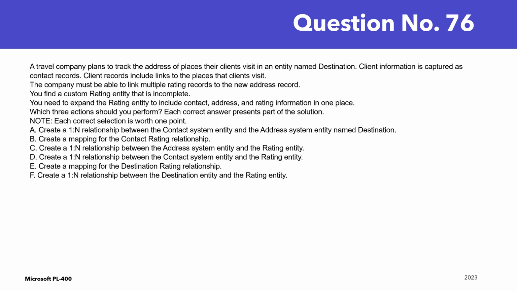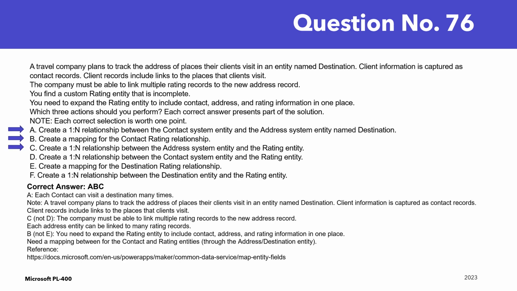A. Create a 1:(n) relationship between the contact system entity and the address system entity named destination. B. Create a mapping for the contact rating relationship. C. Create a 1:(n) relationship between the address system entity and the rating entity. D. Create a 1:(n) relationship between the contact system entity and the rating entity. E. Create a mapping for the destination rating relationship. F. Create a 1:(n) relationship between the destination entity and the rating entity. Correct answer, A, B, C.